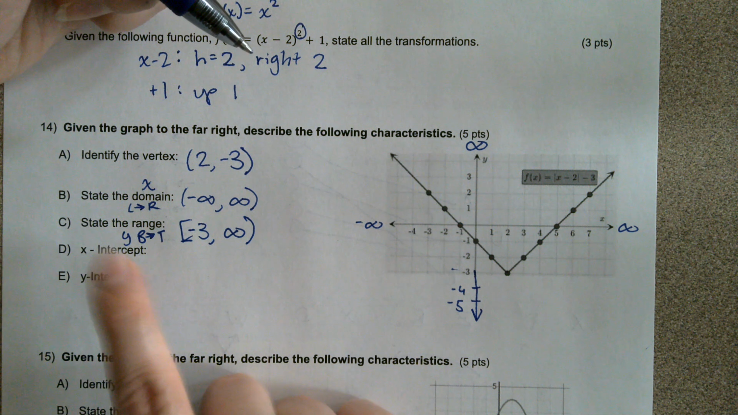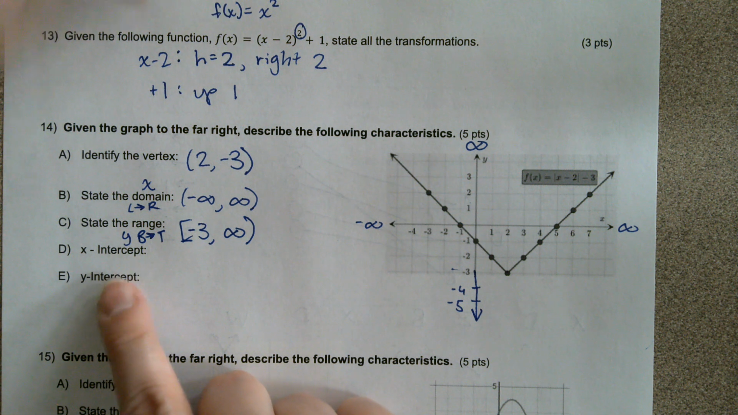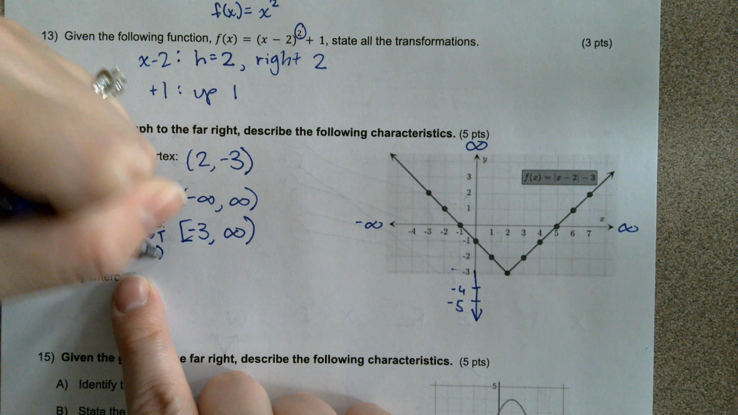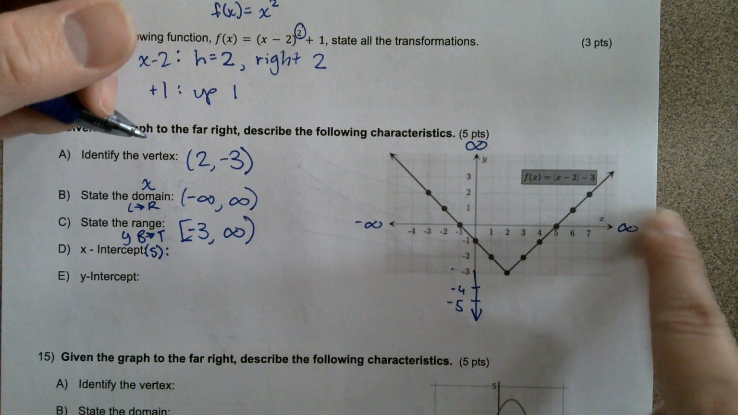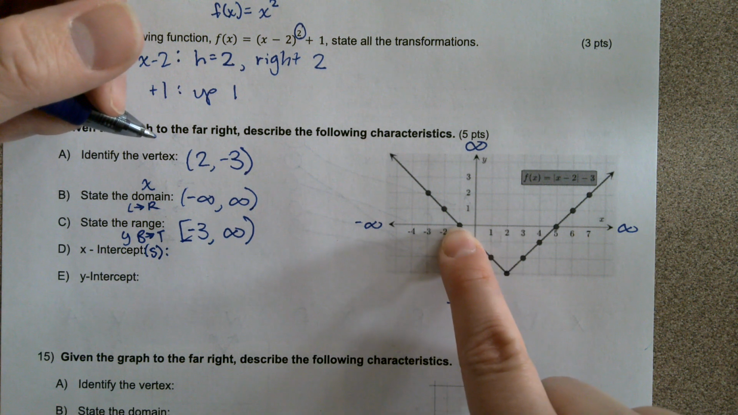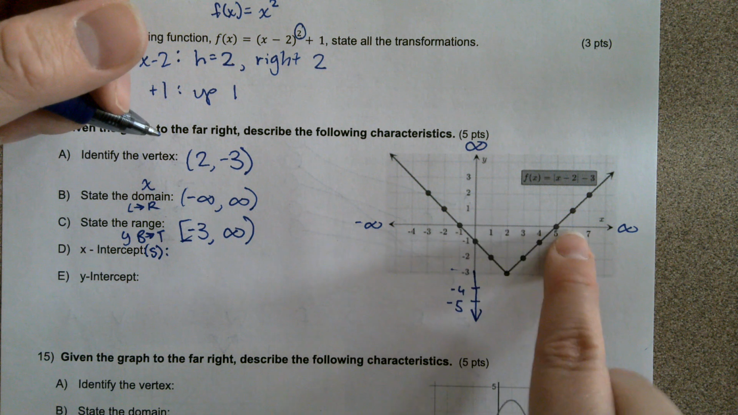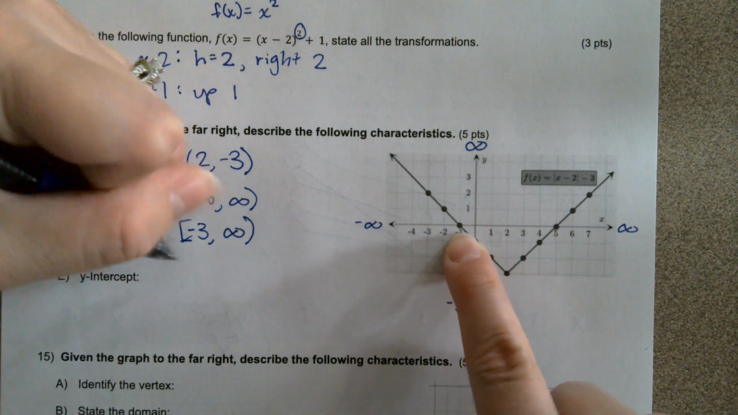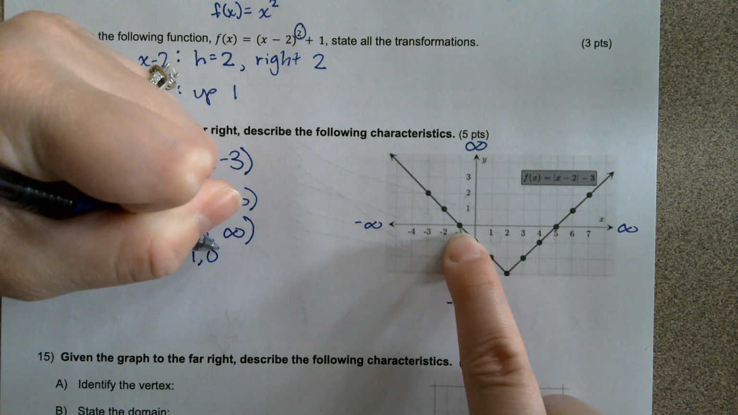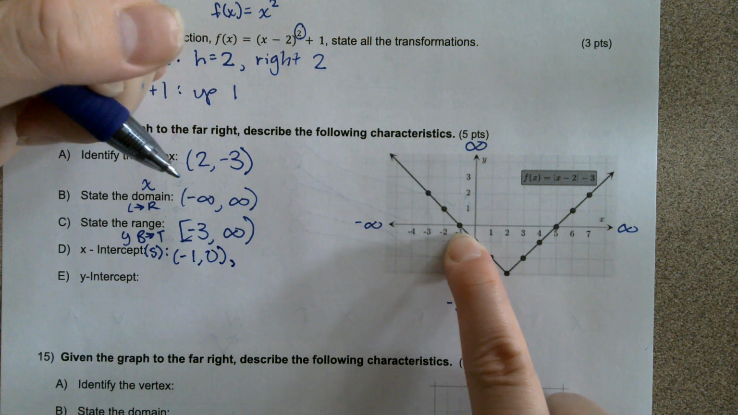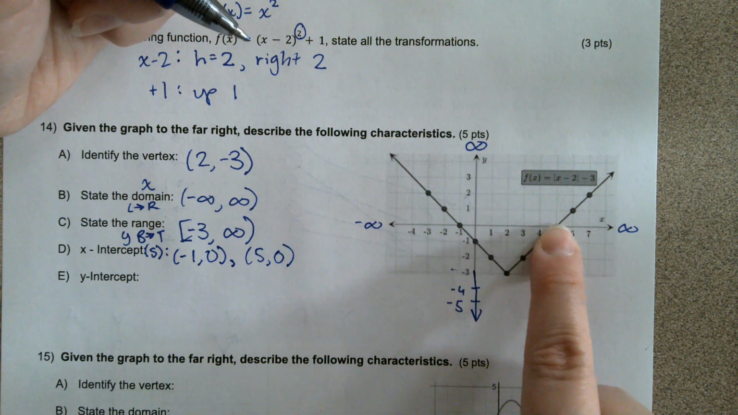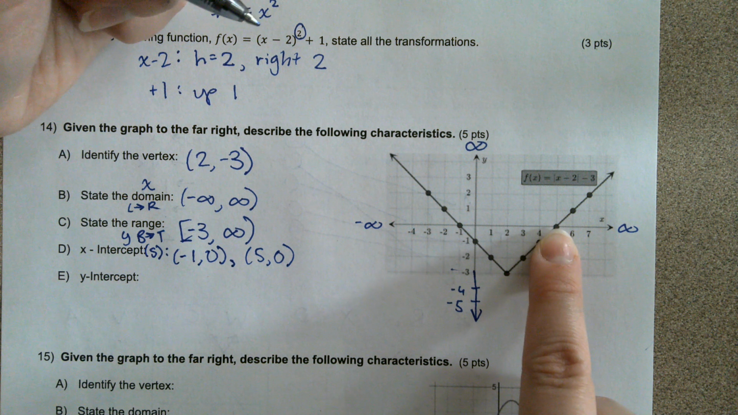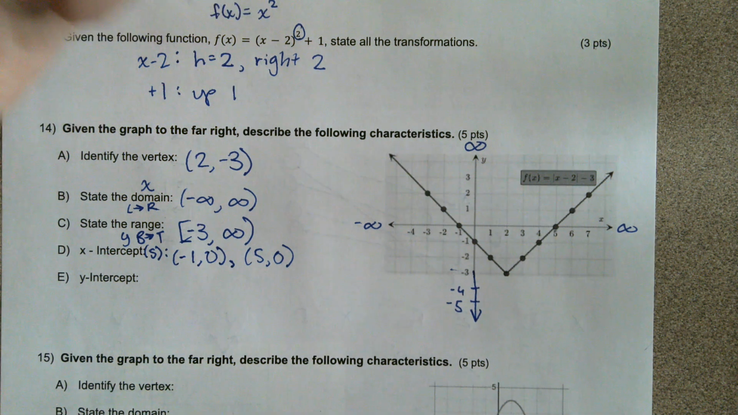x-intercept, where does the graph cross the x-axis? And we should have written it like this, because there could be more than one answer, and there actually is more than one answer here. x-axis is here. We have 2 points, -1 and 5. You do have to write them as actual coordinates. So this would be -1, 0, because y is 0 here, and 5, 0. That's the correct answer here. Make sure you write them as points. If you write just the numbers, that would be wrong.